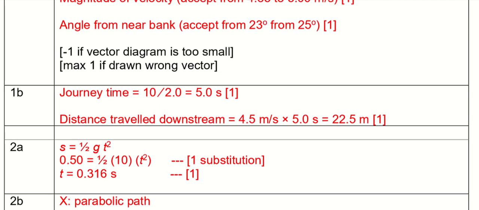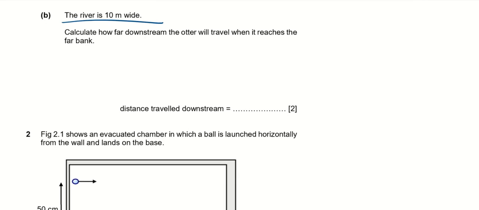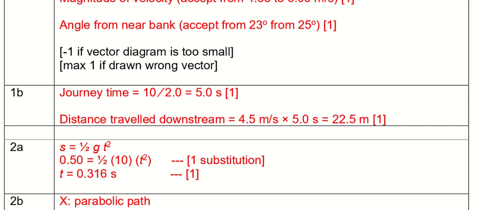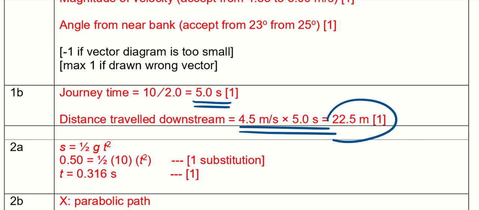So the journey time, because the question says that the river is 10 meters wide. That means from the far bank to the near bank is 10 meters wide. So if there is no river flow, the river stationary, he will just take 5 seconds to travel from near bank to far bank. Correct? It will take 5 seconds. And during these 5 seconds, the river actually transports him from left to right with a speed of 4.5 meters per second. So in the end, he will end up 22.5 from his original intended outward position.